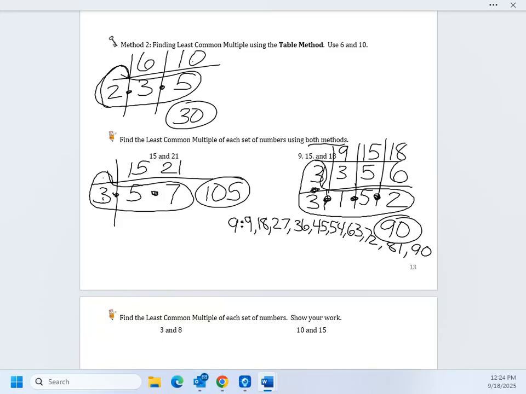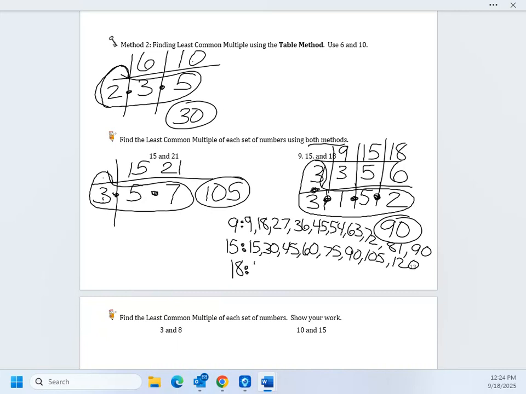Now I'm going to skip count by 15s. 15s I can do, those are skipping by 5s. So 15, 30, 45, 60, 75, 90, 105, 120. Skip counting by 18 is a little trickier for me. So you guys are going to help me out.